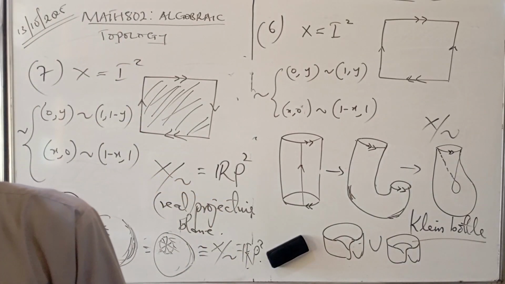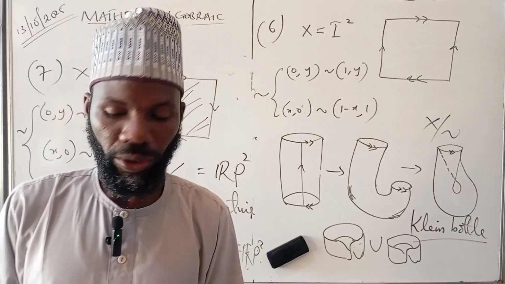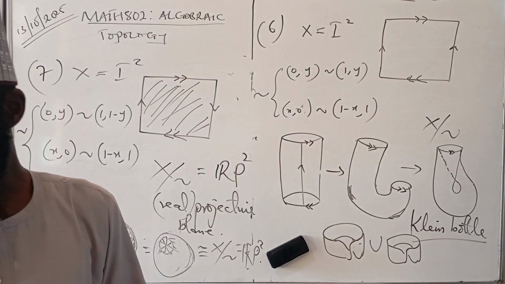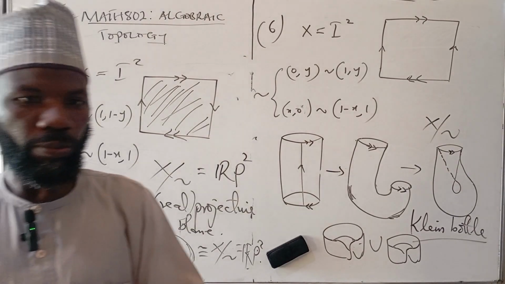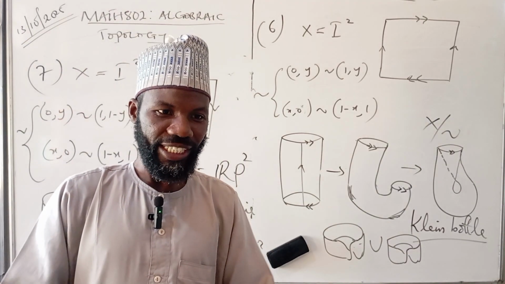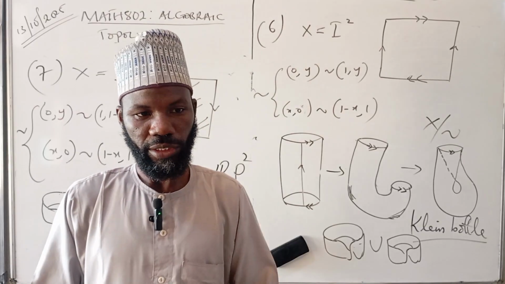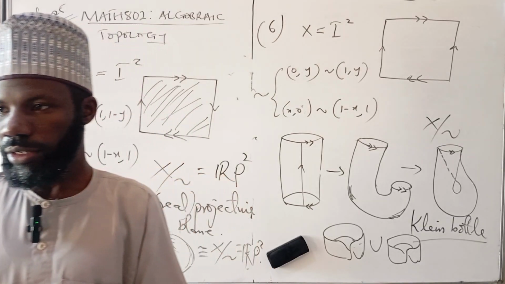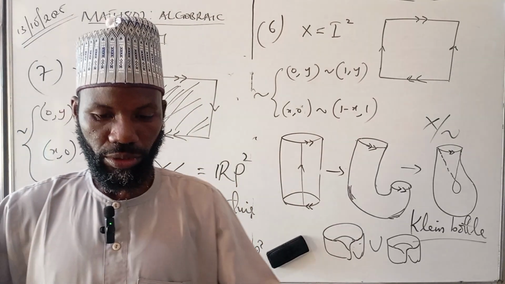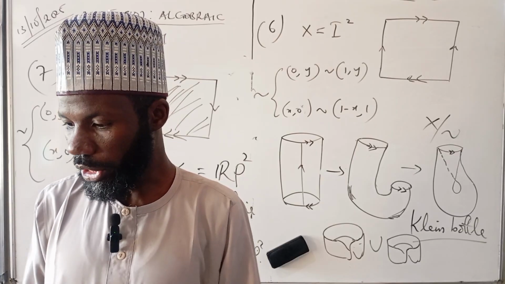And then the other operation is connected sum. We are going to talk about it in the next class, connected sums. You know, the process of doing connected sum is called surgery on topological spaces, or surgery on manifolds. When you do that, you obtain a new space.